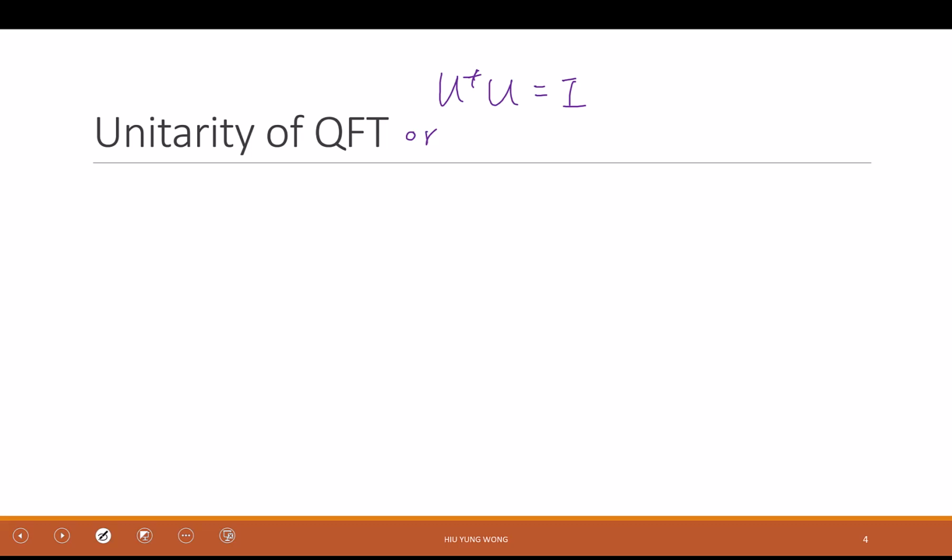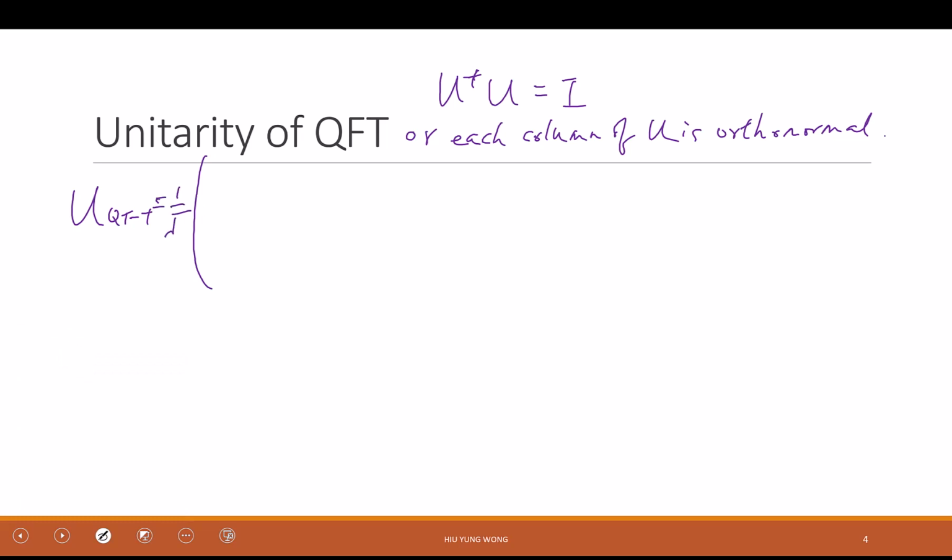It is that each column of U is orthonormal. So what does it mean? Let's look at the UQFT one more time, the quantum Fourier transform matrix. I can write it as what? I wonder if you can memorize the form. What is the quantum Fourier transform?